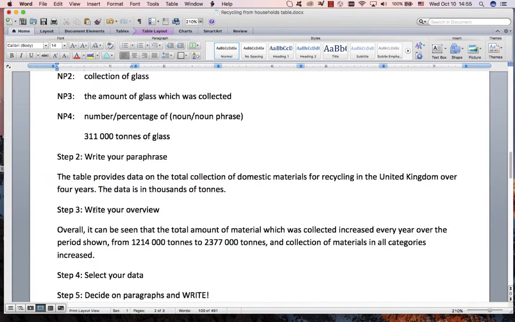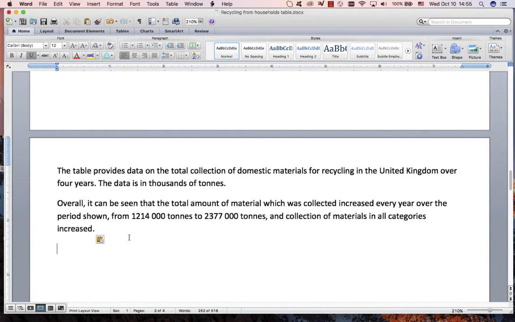Right, we're ready to start. So we've got our paraphrase, we've got our nice overview. And what do we say? My phrase is looking at the first chart, looking at the first what? The first category. Remember the word category for tables, it's a lovely word, and for many other Task 1 charts, category. Looking at the first category in more detail, it is clear that.